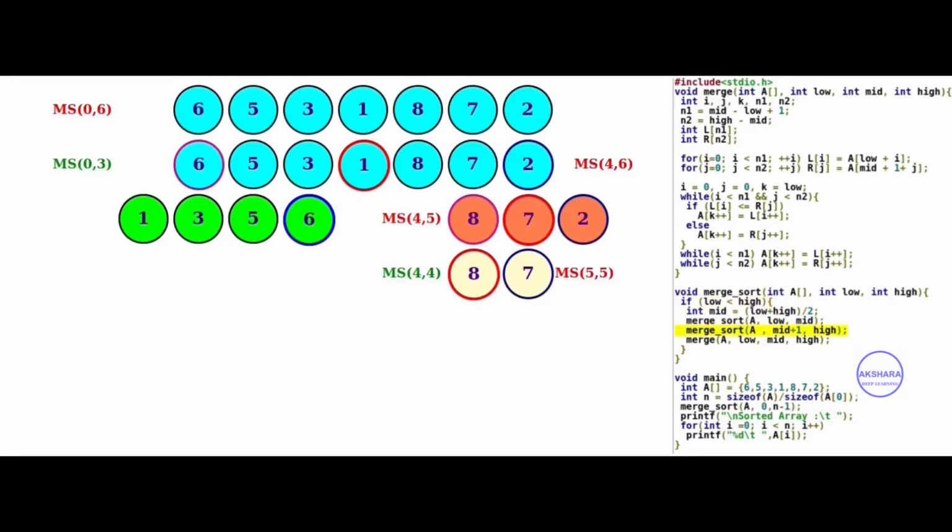So the next function, merge sort of 5, 5, will be called. This is also a single element, so it will also be terminated. Now these two statements are completed. Merge of 4, comma 4, comma 5 will be called.